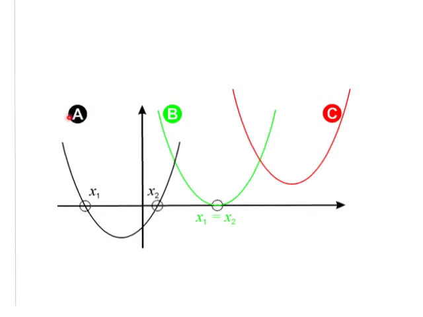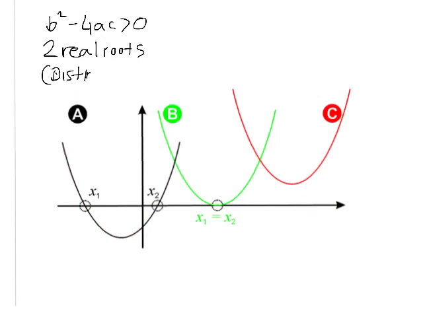So in this first quadratic, quadratic A, it touches the x-axis twice. We have two solutions. And this is when the discriminant is greater than 0. So b squared minus 4ac is greater than 0. And here we have two real roots. And another way of saying this is that the quadratic has distinct or different roots.